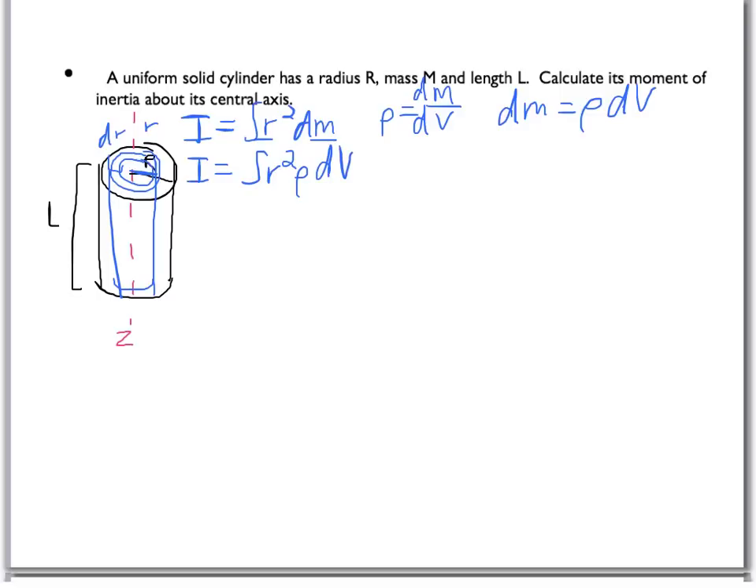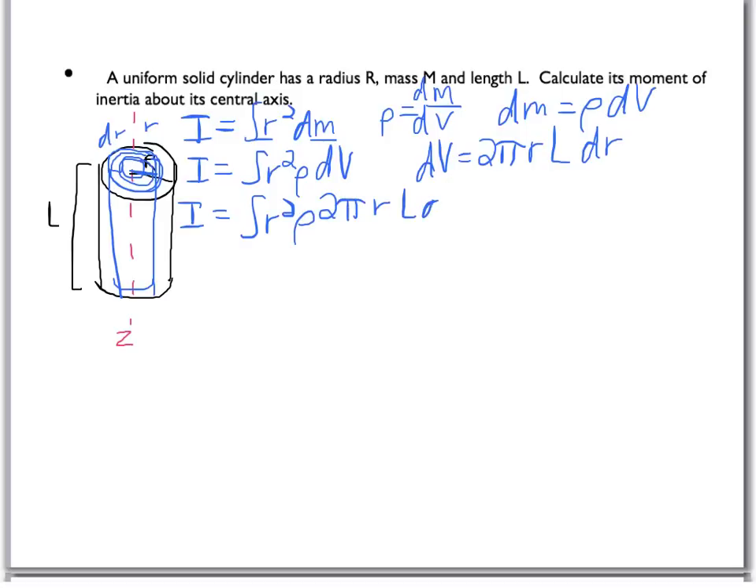But what exactly is dv? What is that bit of volume? Remember, it's this cylindrical shell that we've pulled out of here. So that little bit of volume would be equal to the circumference of that little shell, so a 2 pi r, multiplied by the length of the shell times the thickness, which would be that dr. And now we can rewrite our integral as our r squared rho, where dv is 2 pi r L dr.